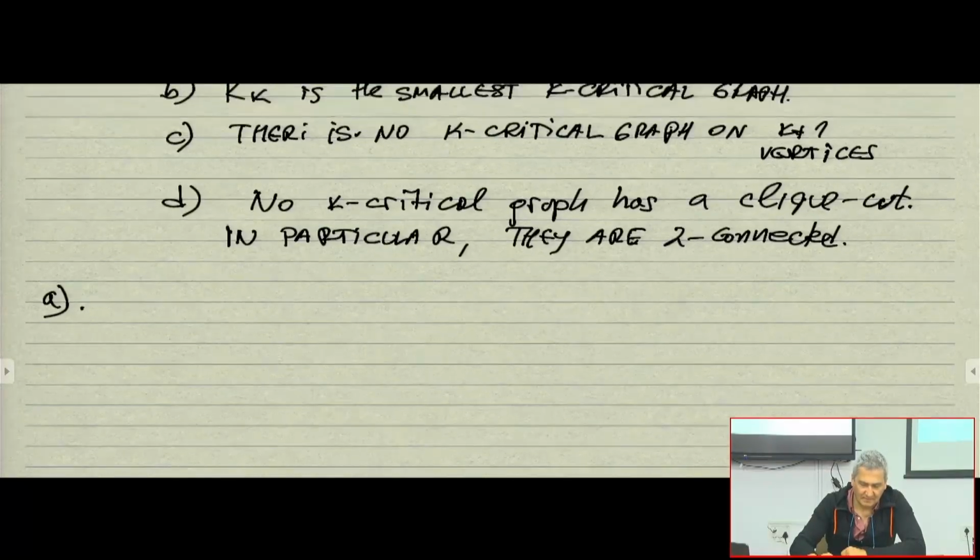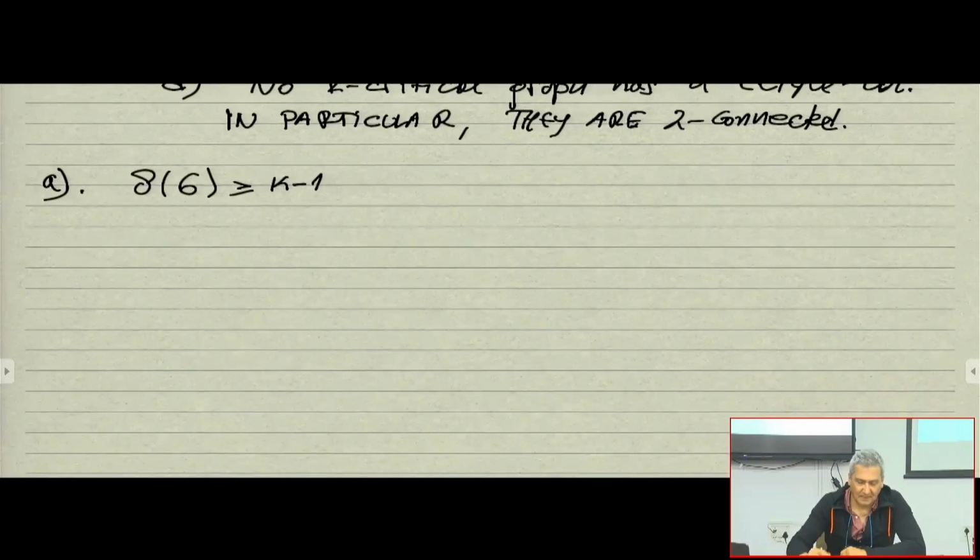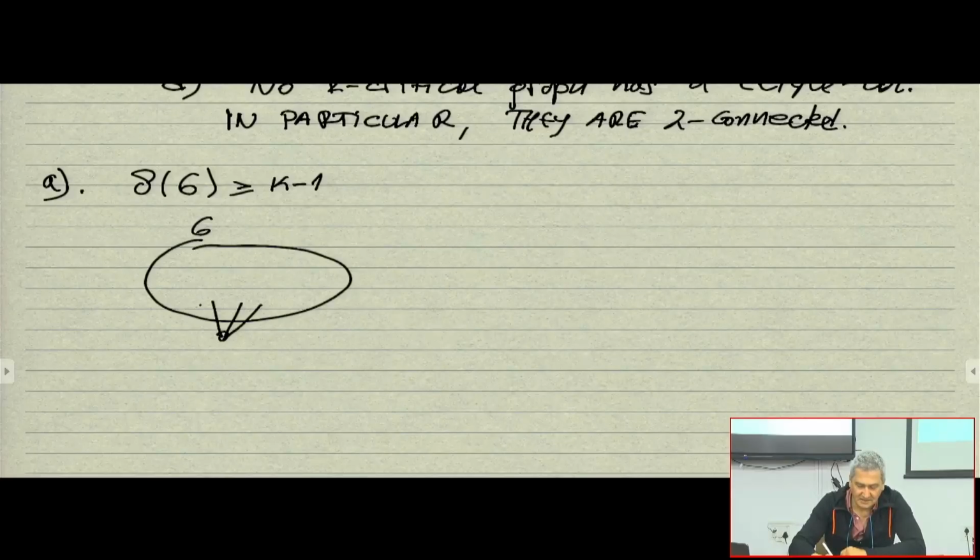We claim... so how do we prove it? Look, we have a graph G, and we have a vertex of degree smaller or equal to K minus 2. We go by contradiction. We have a vertex of degree K minus 2 or smaller. Okay? Then consider graph G prime. This vertex is V.